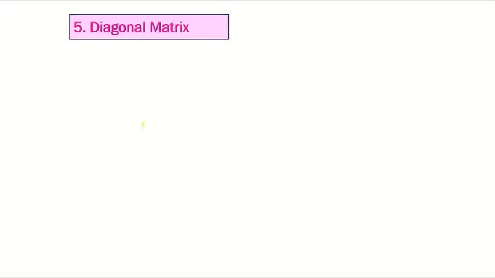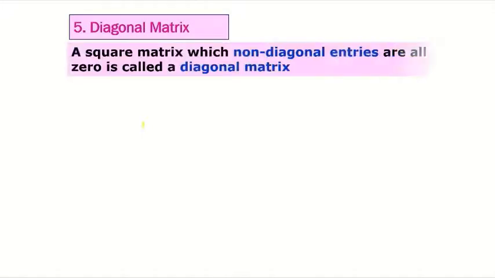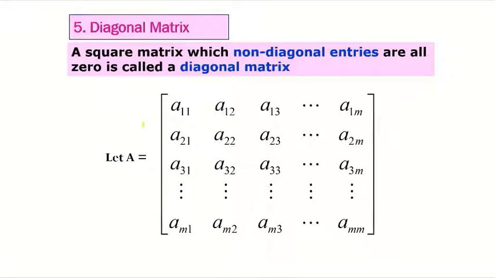Okay, number 5, we have the diagonal matrix. A diagonal matrix is a square matrix whose non-diagonal entries are all 0. Before that, you have to know which part is the diagonal. Let's see the general form of a matrix. The diagonal entries are the entries with the same number of row and column, for example a11, a22, a33, and so on. This is the diagonal entries.